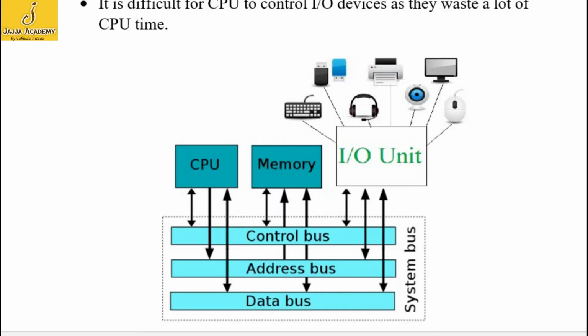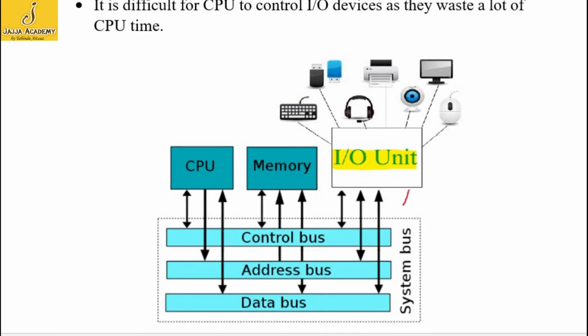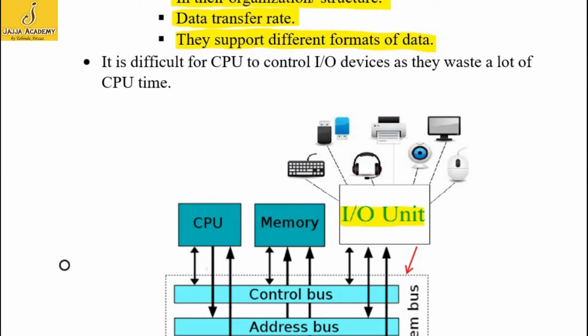In this picture, you can see all input and output devices are connected to the I/O unit and then this I/O unit is connected to the system bus. And the second reason for connecting these I/O devices to the I/O unit is that if they are directly connected to the CPU, then it is difficult for the CPU to control the I/O devices because they waste a lot of CPU time. And the wastage of CPU time is not affordable. It decreases the overall performance of the CPU.